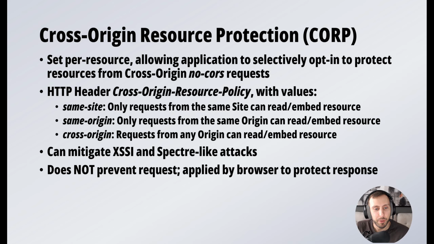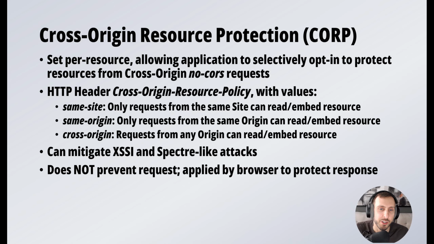Okay, but we also have another mechanism that can help us protect against these types of attacks, and that is cross-origin resource protection. So this is a relatively new browser mechanism that lets us set a per resource policy that allows the application to selectively opt in to prevent resources from cross-origin no-cors requests. So unlike leaving it up to CORB to evaluate, this is a situation where if we have a certain resource that we know is sensitive for some reason, we don't want anyone loading it cross-origin, we can just say with cross-origin resource protection, don't do it.